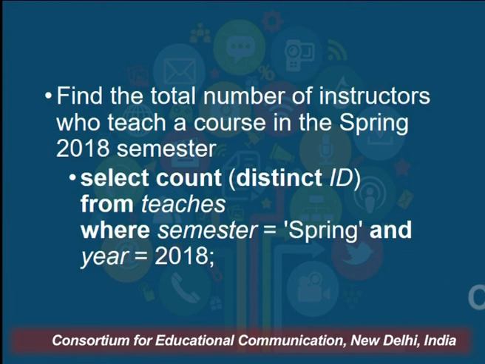Then if we want to find the total number of instructors who teach a course in the spring 2018 semester, here we will be using the aggregate function which is count. Now, the query goes like this: select count distinct ID from teachers where semester is equal to spring and year is equal to 2018.